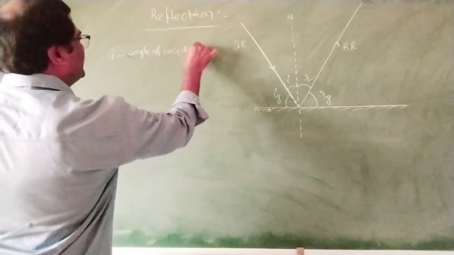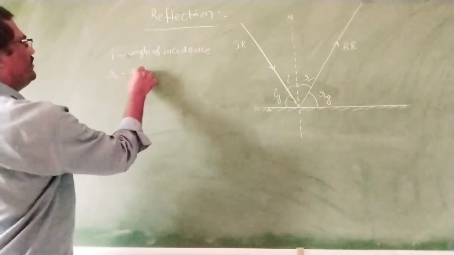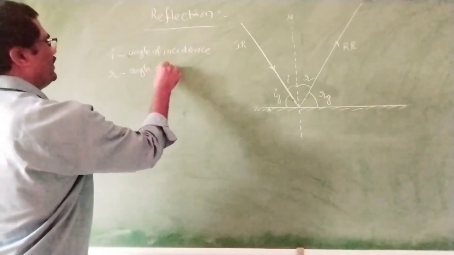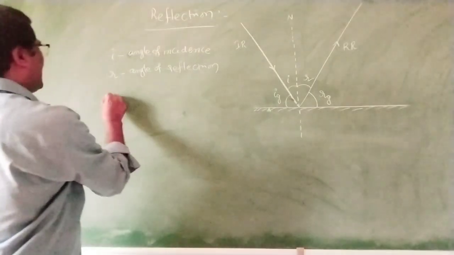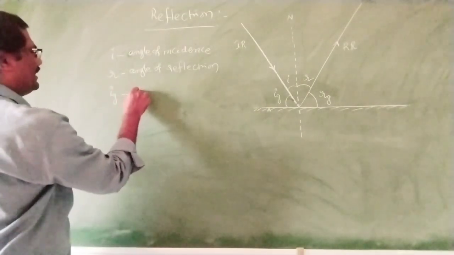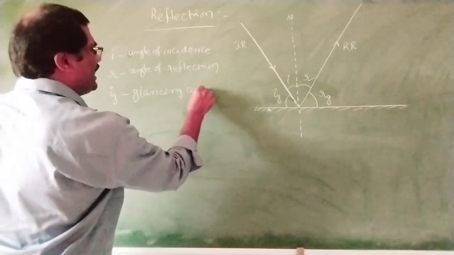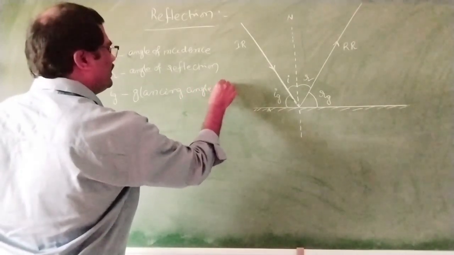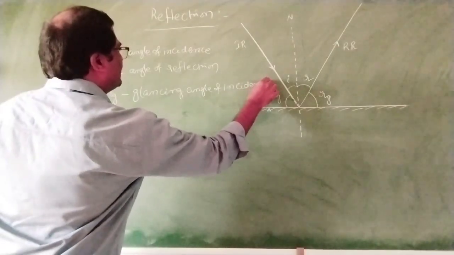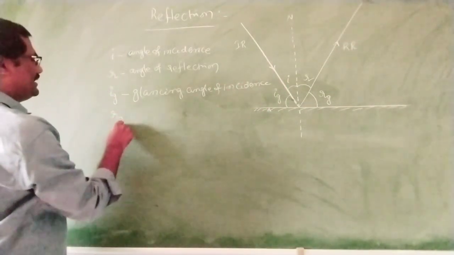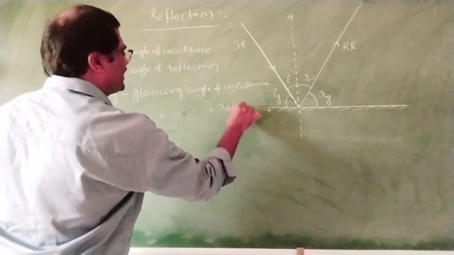I is the angle of incidence. R is the angle of reflection. Ig is the glancing angle of incidence. Rg is the glancing angle of reflection.